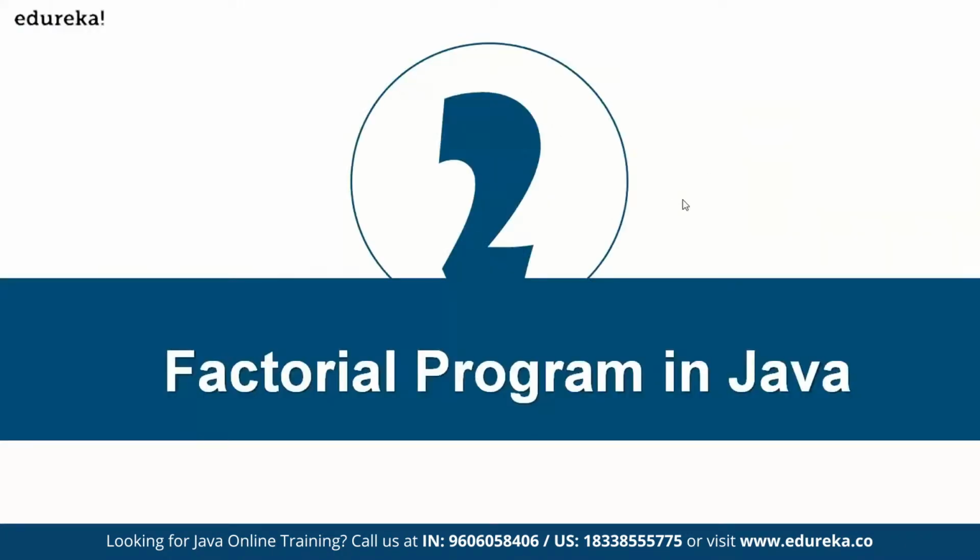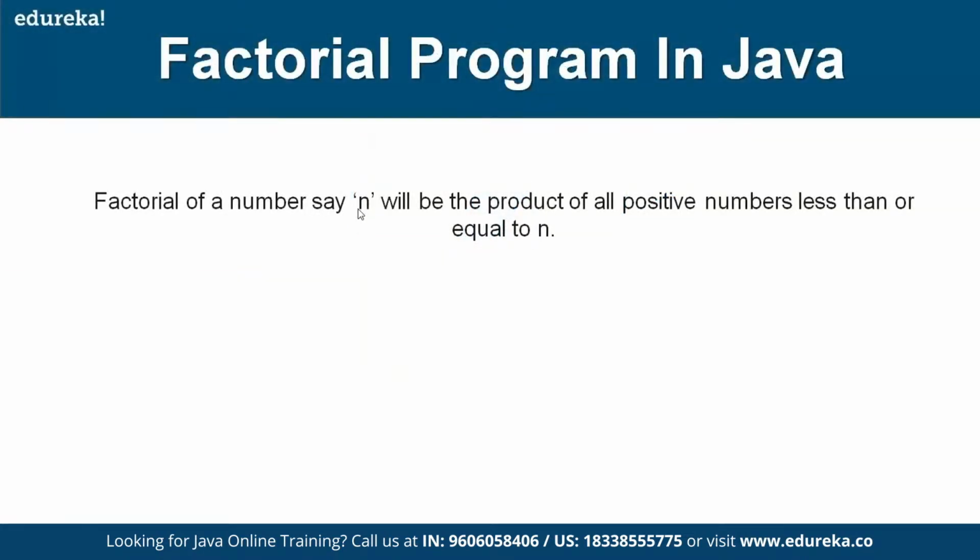Now the next question we want to do is write a program to get the factorial. What is factorial? First, we should know what a factorial is. Then only can we think about the logic. So what is a factorial of a number? The factorial of a number n will be the product of all positive numbers less than or equal to n. Positive numbers means 1 onwards. So no point in multiplying with 1.